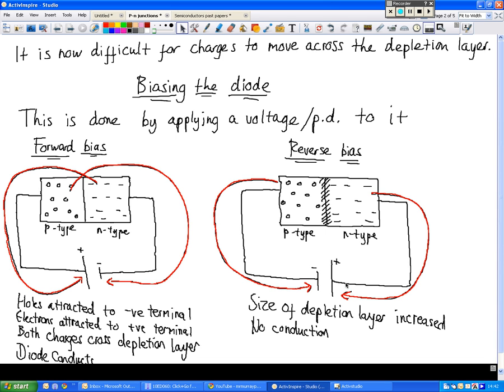direction as well. The greater the size of this voltage that you apply there in reverse bias conditions, the bigger this depletion layer will become, so the more and more that will be pulled apart.